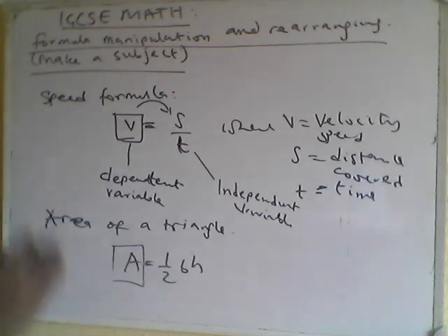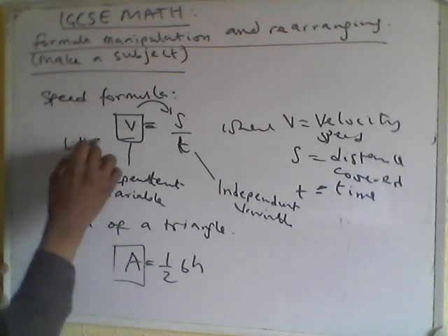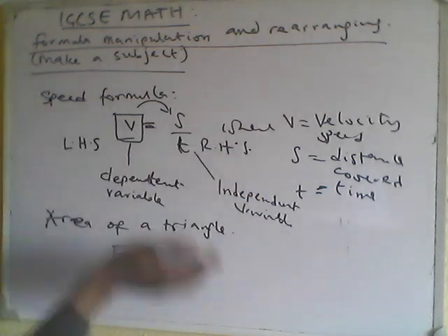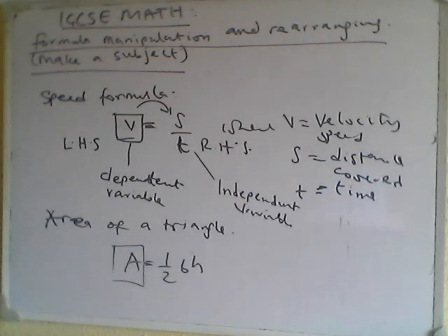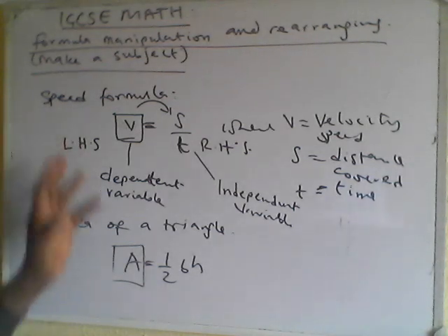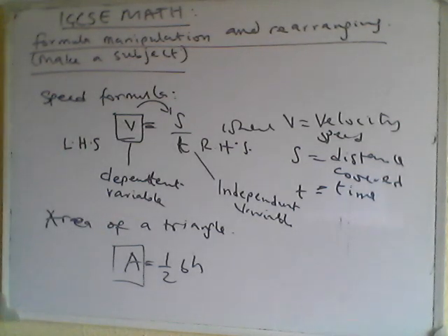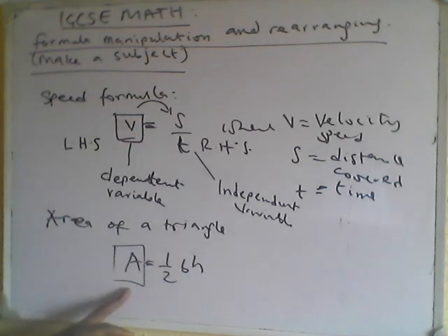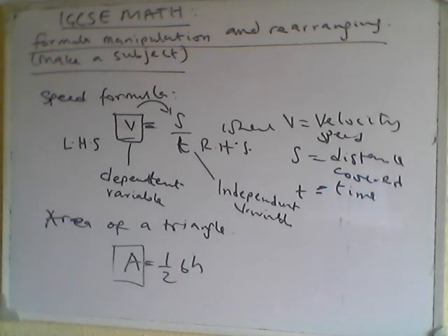Anything on the left side of it is called the left-hand side, and anything on the right of it is called the right-hand side. So if I'm mentioning left-hand side or right-hand side, you know what I'm talking about. Any variable that is standing alone on either side is known as the subject. In the case of this formula, speed is the subject, and in the case of this formula, it is the area.